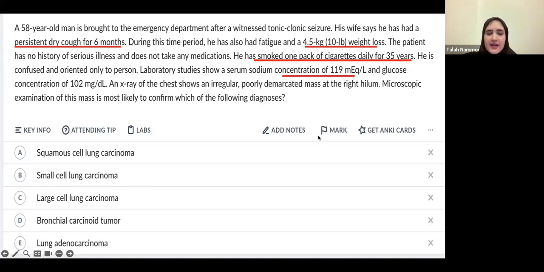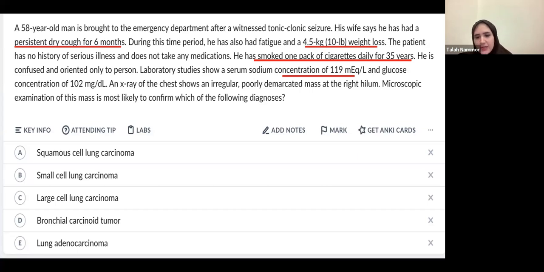If we remove the hyponatremia part, squamous cell lung carcinoma is the most common lung cancer when a patient smokes. But here the patient has seizure and decreased sodium. You have to think of paraneoplastic syndrome. So immediately you put small cell lung carcinoma. In the question they would not have talked about the sodium or the seizure if they didn't want you to think of small cell.